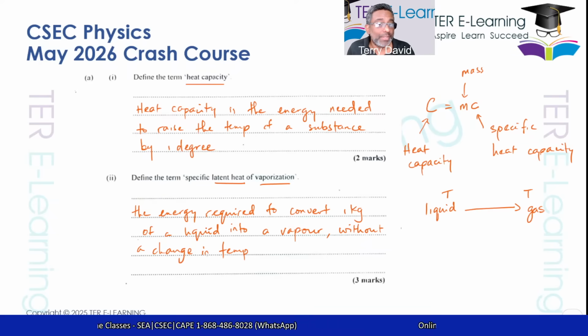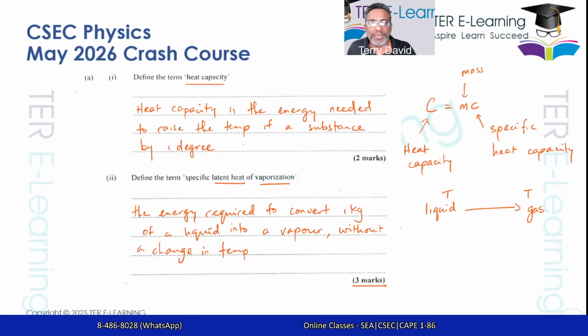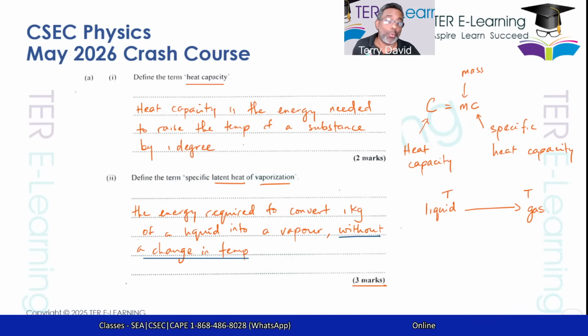Now here's the thing here. This is 3 marks. If you leave out this last piece here, you're going to lose a mark. Just letting you know. You must indicate this here, without a change in temperature. That's part of your definition. It is required.